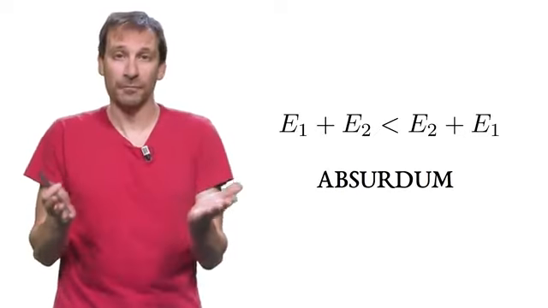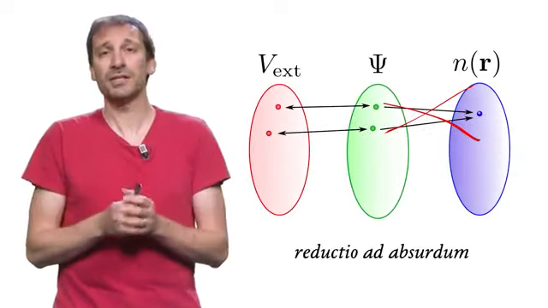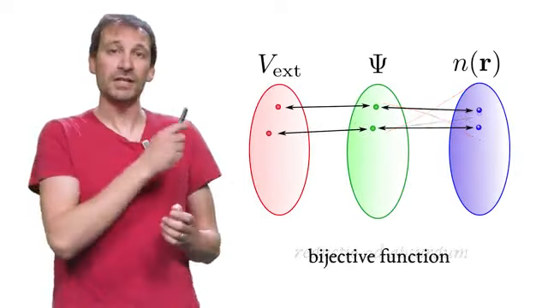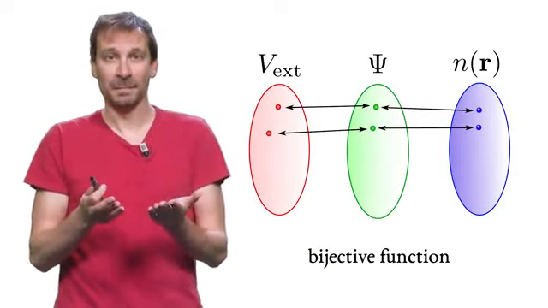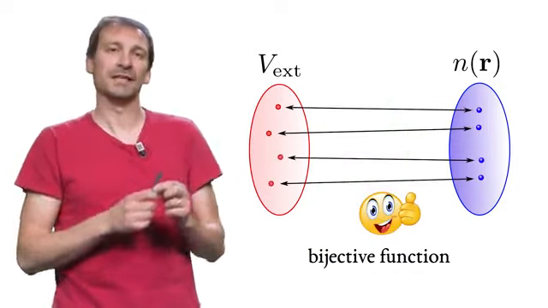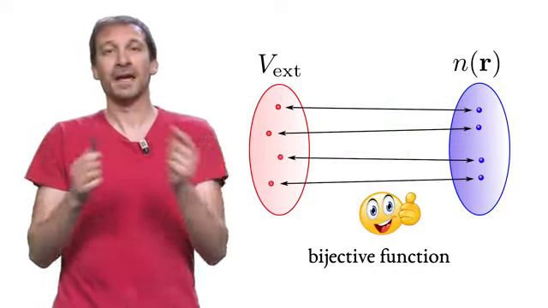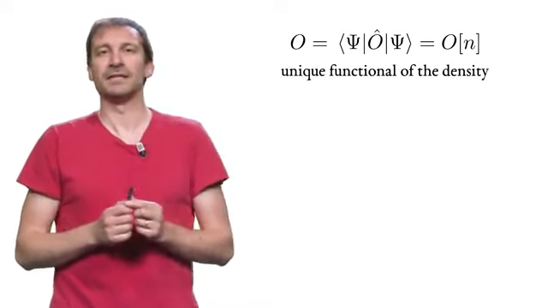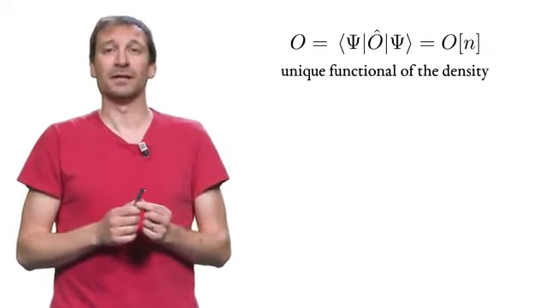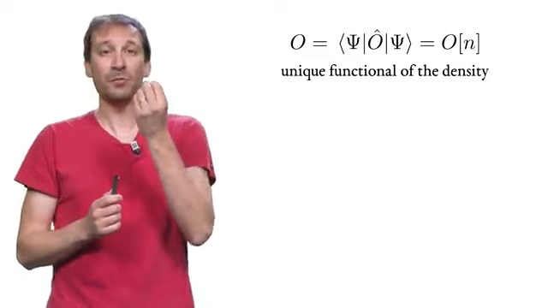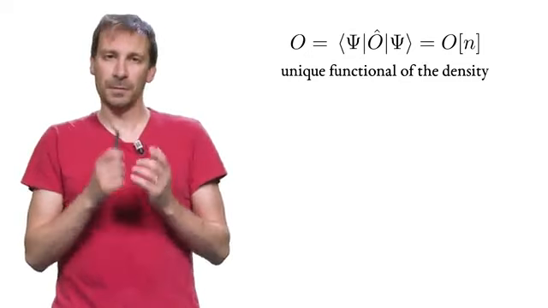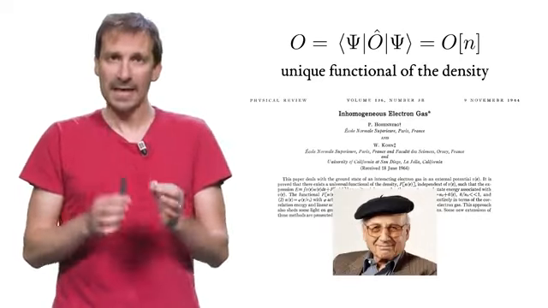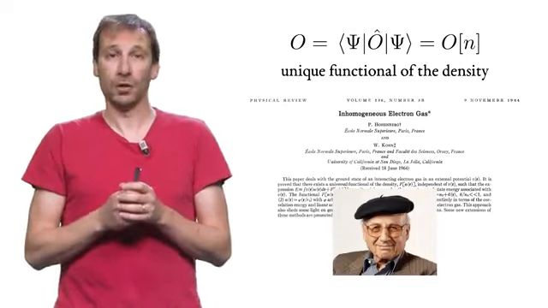Where does this absurd come from? It comes from our initial assumption. Two wave functions cannot lead to the same density. So this mapping is indeed bijective. There is a one-to-one correspondence between the external potential and the density. And so every observable is in principle a unique functional of the electron density. This important result constitutes the basis, the foundation of density functional theory, as proposed by Walter Kohn in his seminal paper in 1964. This ends our demonstration of the Hohenberg-Kohn theorem.